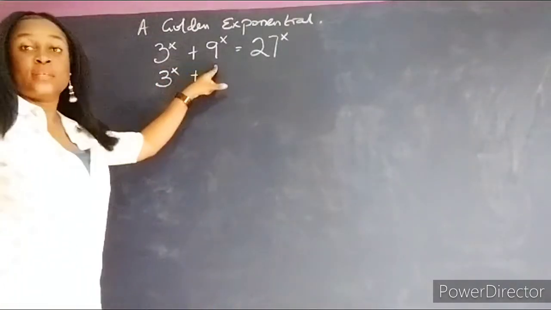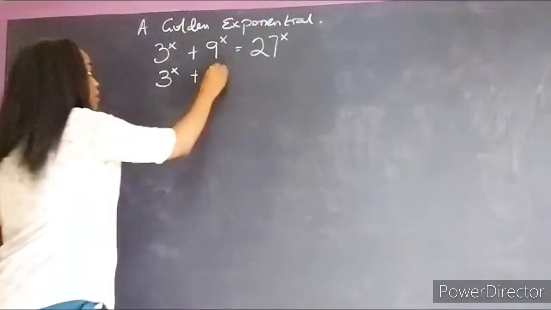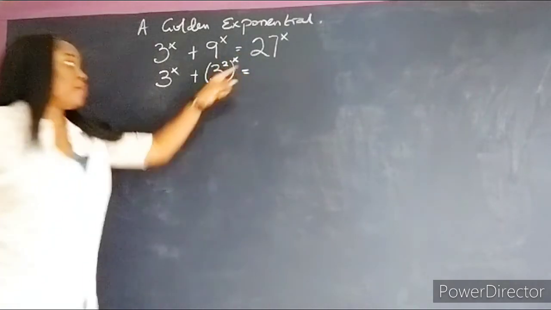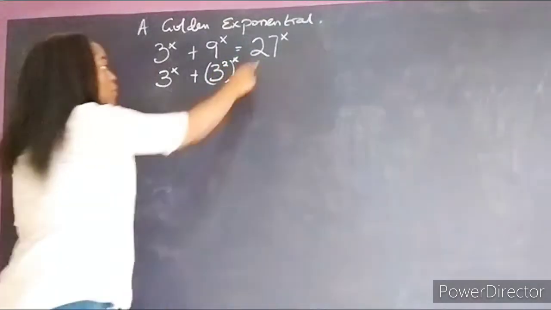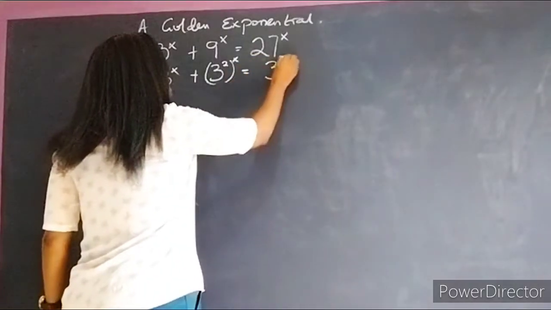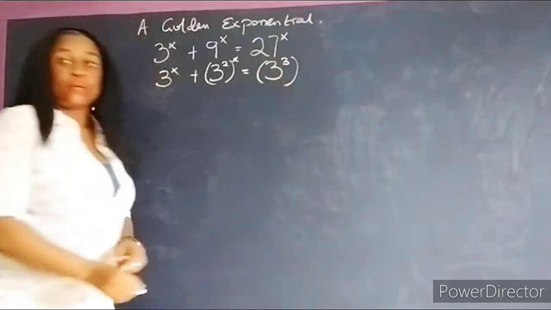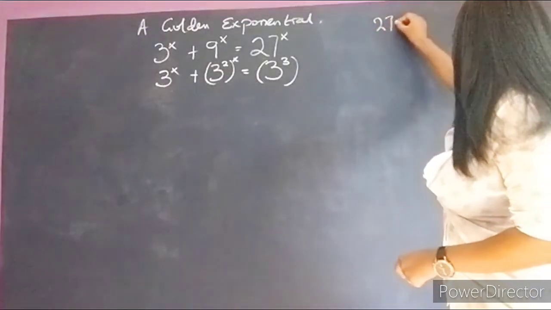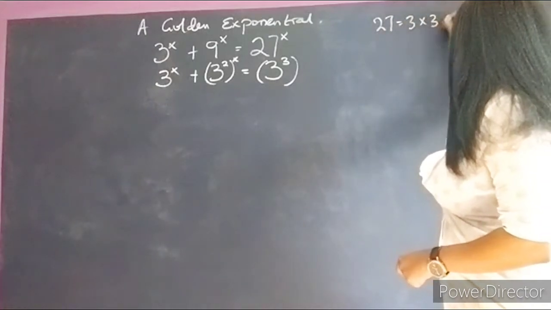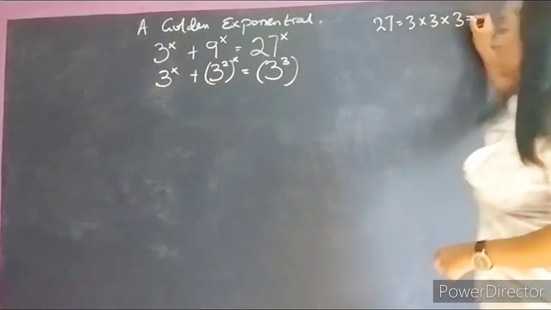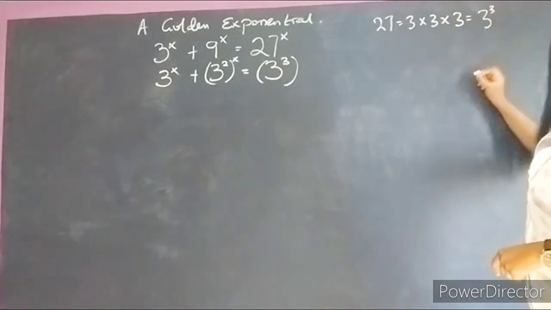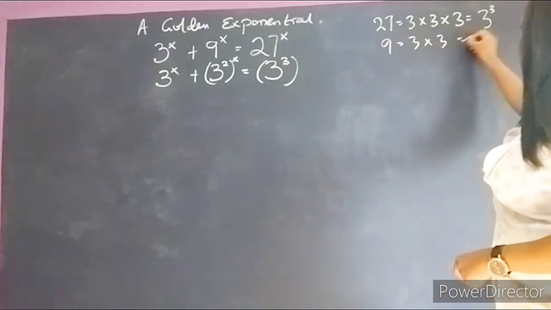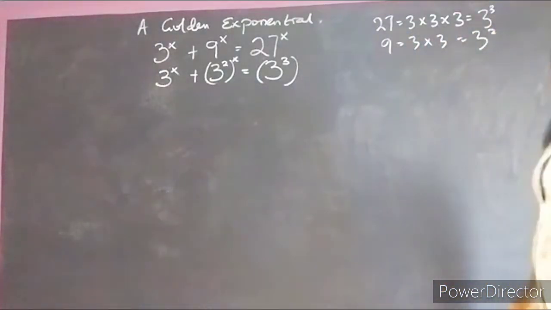Plus, we know that 9 is the same thing as 3 raised to power 2, and we'll keep our power x up there. Then we also know that 27 is 3 raised to power 3. On this other side, just take a good look at this. 27 is equal to 3 times 3 times 3, which is the same thing as 3 raised to power 3. 9 is equal to 3 times 3, which is the same thing as 3 raised to power 2.